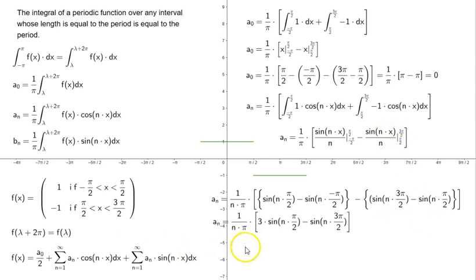Now let's simplify it. 1 by n pi times, here you have sin n pi by 2. Sin minus x is equal to minus sin x. So minus minus becomes plus. So sin n pi by 2. Here minus times minus, when we open up the brackets, it will become plus. So sin n pi by 2. So we have 3 times sin n pi by 2 minus sin n 3 pi by 2. So an is this. And similarly, if we do it for bn, it will come out to 0.